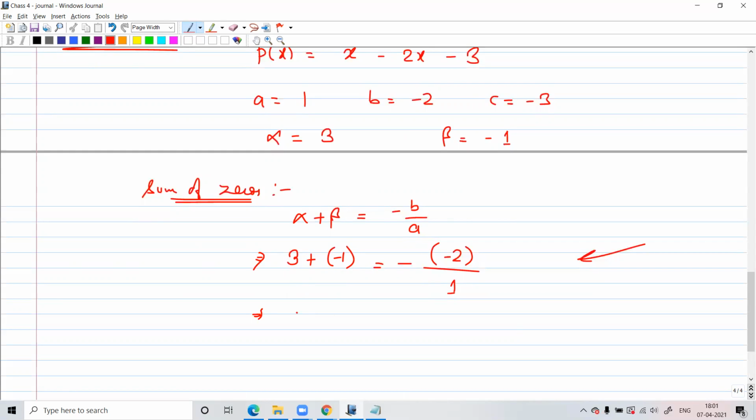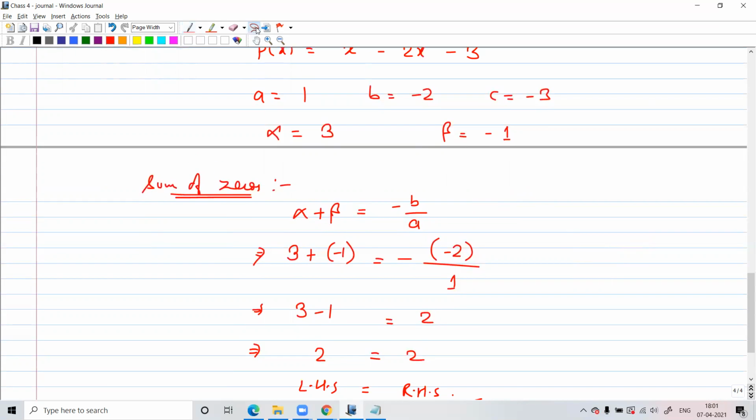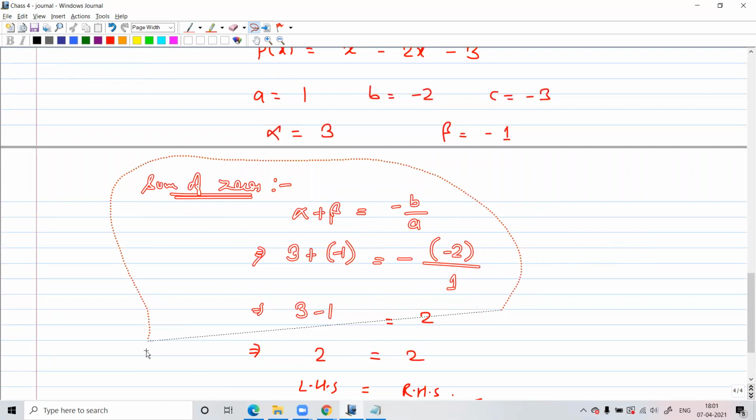Now let's verify and see whether it's equal or not. 3 plus minus 1 will become 3 minus 1, and minus minus will become plus 2, and by 1, no need to write it. So 3 minus 1 is 2. This is also 2. That means our LHS is equal to RHS. So we have just now verified that when we take the roots 3 and minus 1, if we add them, it actually becomes equal to minus of b by a. Make sense? Yes, sir. Okay. Now let's do the same thing for product of zeros also.